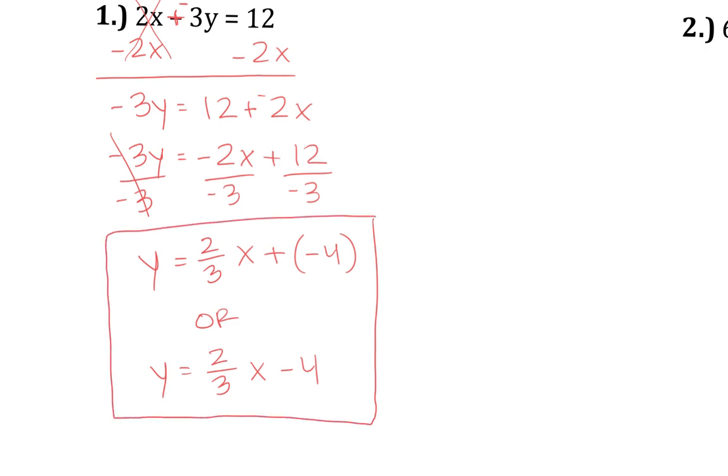So on number 1 through 4, all you have to do is just get the equation in function form, which is y equals the x term and then plus or minus the constant. Once you finish this video, then you will go back and complete 2, 3, and 4. But we're going to jump ahead right now to number 5 and do that one together, because 5 looks a little different than the first 4.